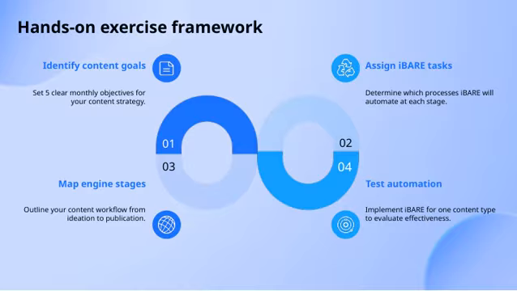Let's take a closer look at the hands-on exercise framework. First, we start with identifying content goals. This means setting 5 clear objectives for each month, which helps keep your content strategy focused and manageable. It's about being strategic and intentional with what you want to achieve.